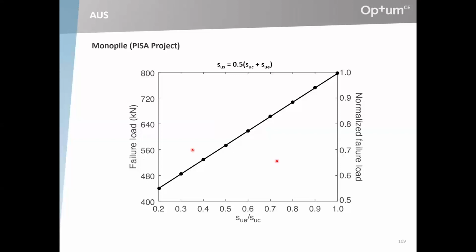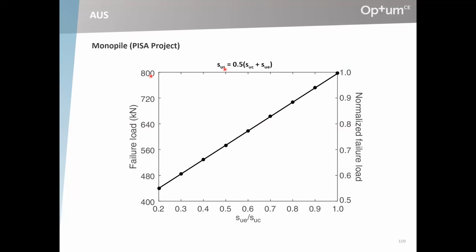And you can also look then at the effect, in terms of the failure load, of the SUE to SUC ratio. And again, this is assuming a simple shear strength equal to half the mean value of the compression and extension strengths. Here is the actual failure load and the normalized failure load. So here we are in a sort of Tresca type material.